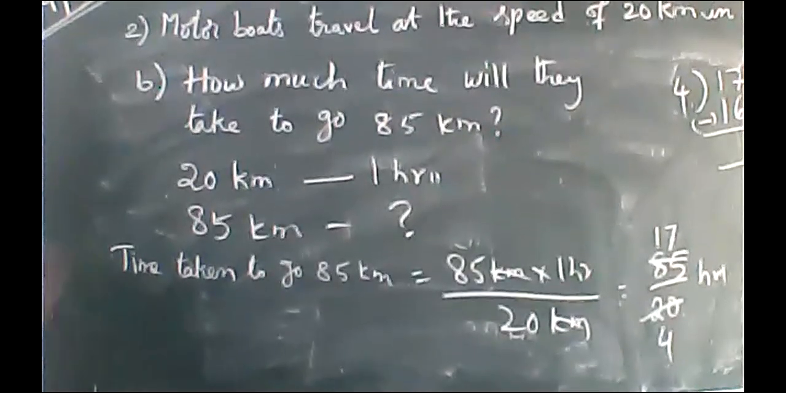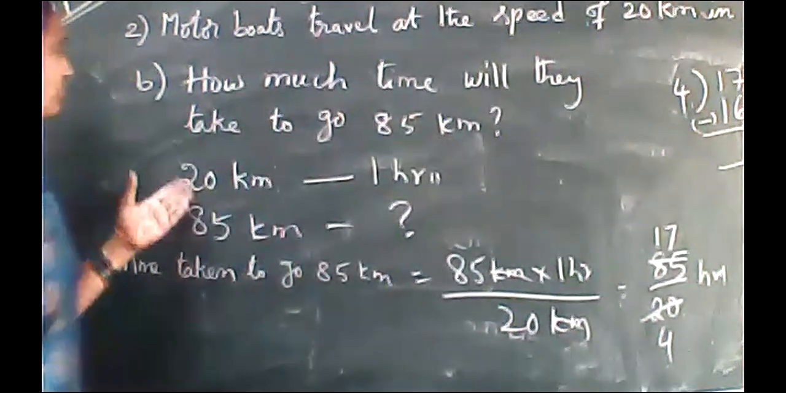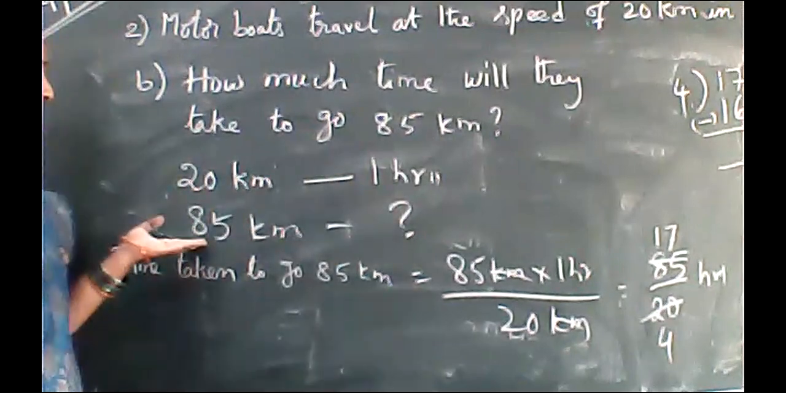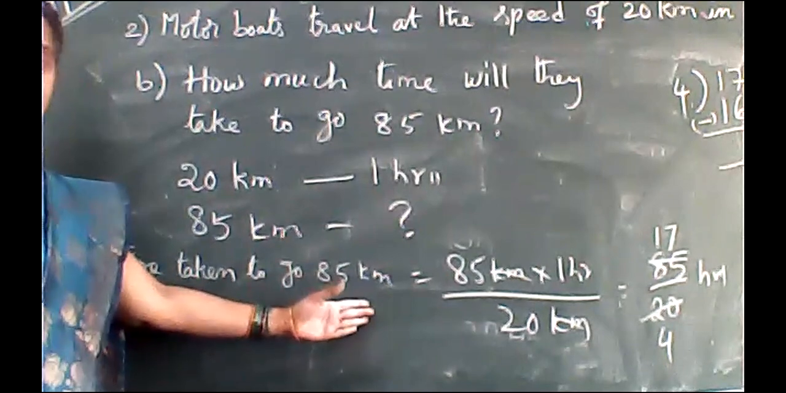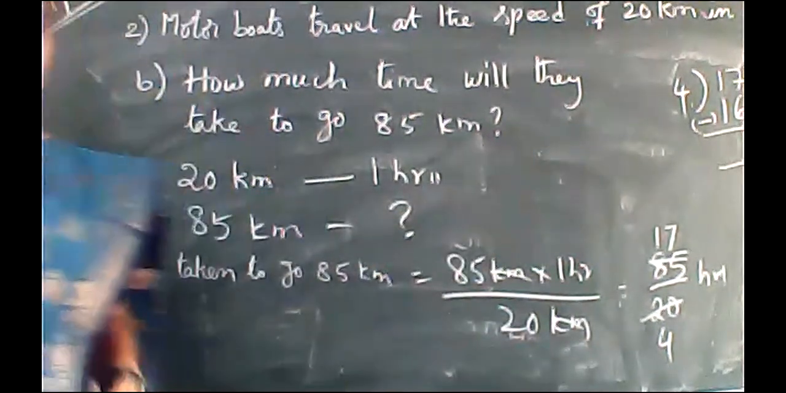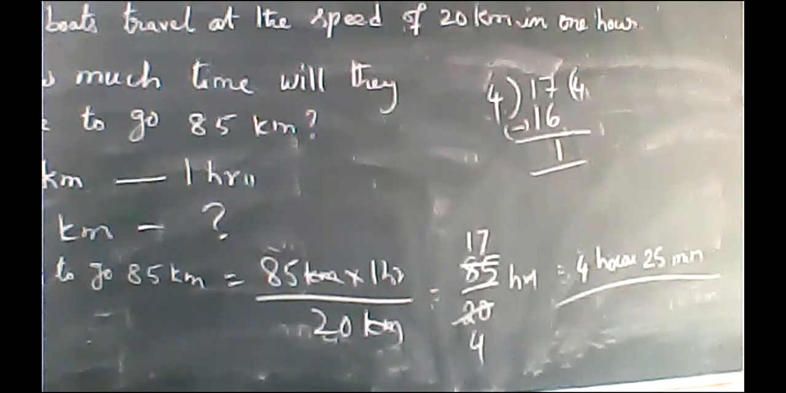Here, how much time will they take to go 85 kilometers? So, we know that we can travel 20 kilometers in 1 hour. Then 85 kilometers, how many hours? So, time taken to go 85 kilometers is 85 by 20 hours. When we simplify that, we will get 4 hours 25 minutes. So, time taken to travel 85 kilometers is 4 hours 25 minutes.